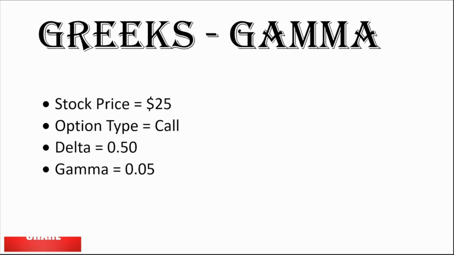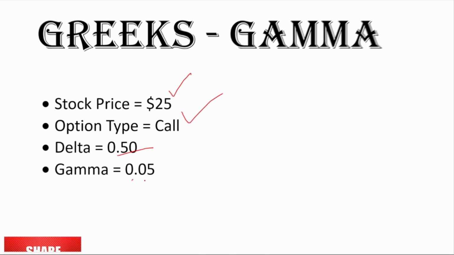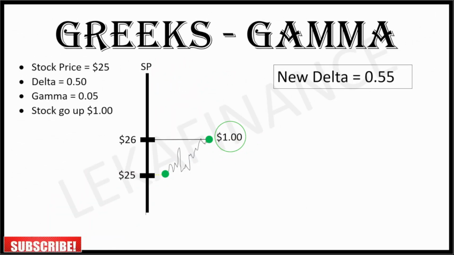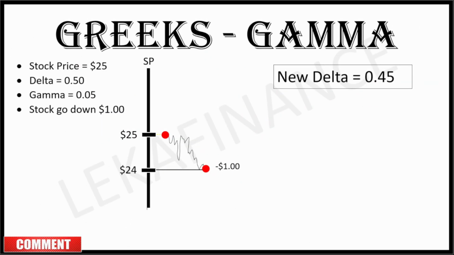Let's say that our option trading contract has the following parameters: stock price $25, option type call option, delta 0.5 and gamma 0.05. It means for each $1 increase in the underlying stock price, the delta will change from 0.5 all the way up to 0.55. But if the stock goes down by $1, in theory, the delta will go down by 0.05, in this case from 0.5 down to 0.45.